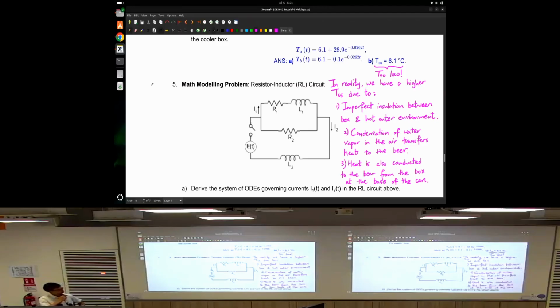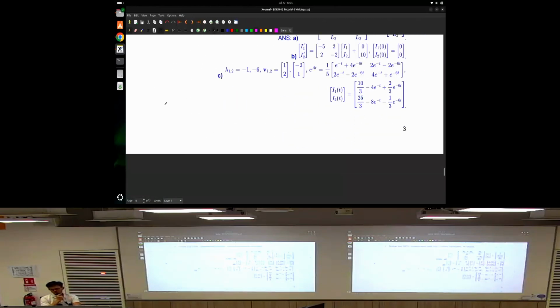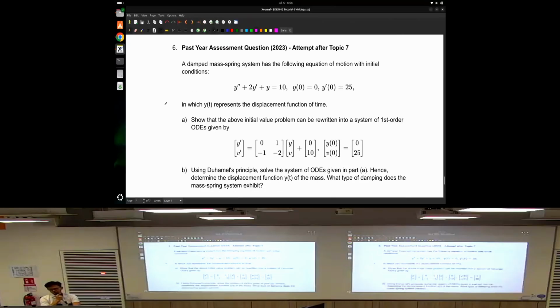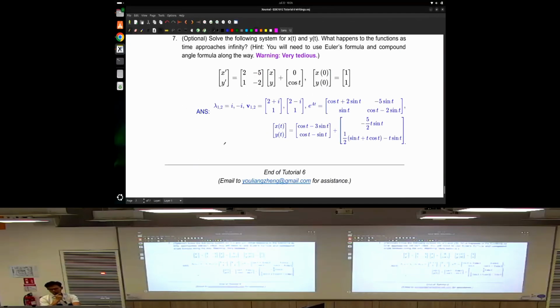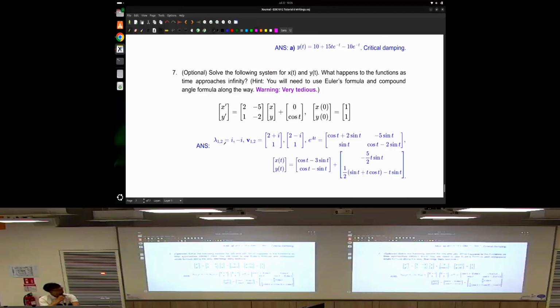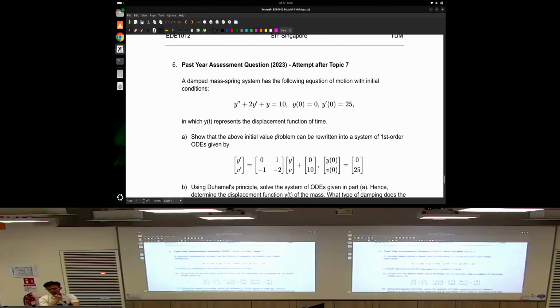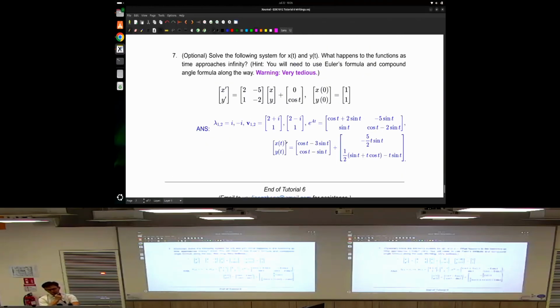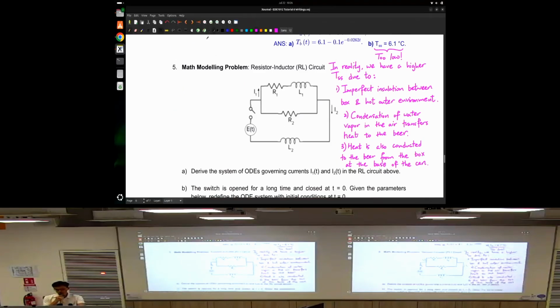Okay, if no, I think we take a short break. Then I'll do the modeling of question 5 with you. Probably that would complete this tutorial session. So this question 6, I think we will come back and attempt after topic 7, because this part we have not covered in topic 7 yet. Then question 7 is very tedious, so it's optional, right? Because you can see the eigenvectors here are complex eigenvectors. So this one won't be tested. That's why I put optional. Else I think too tedious, not enough time. So let's take a short break.